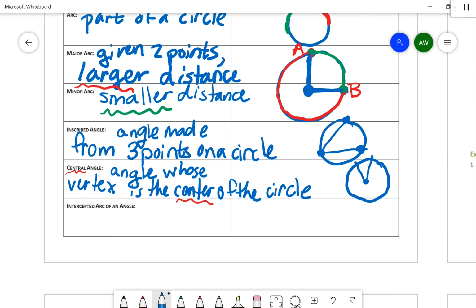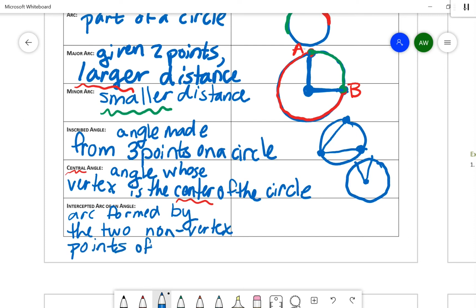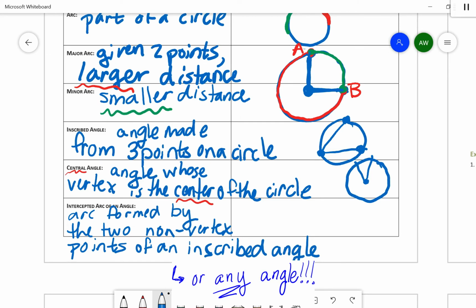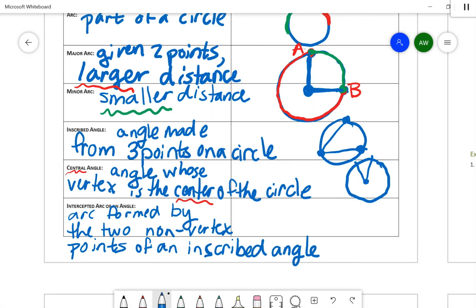So an intercepted arc of an angle is the arc formed by the two non-vertex points of an inscribed angle. So generally when we're talking about this arc, we're talking about the section of the circle that does not include the vertex of the angle. I'll show you what I mean in just a moment.